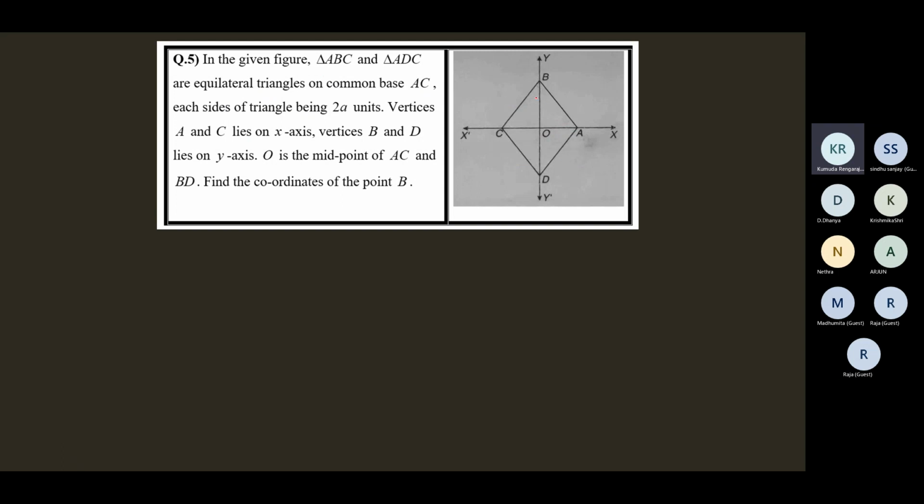So let's understand what is given. ABC is an equilateral triangle, and this one is also an equilateral triangle. So 2a, 2a, 2a, and AC is also 2a. Now, what is O? O is the midpoint of AC and also the midpoint of BD. What will happen here? This is a, this is a, because this whole thing is 2a and O is the midpoint of AC. So 2a becomes a, a.